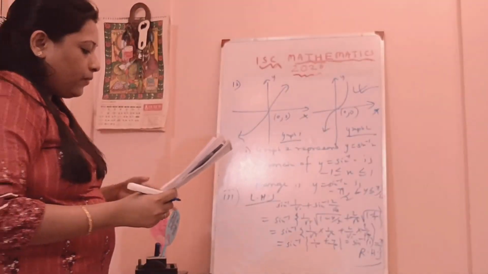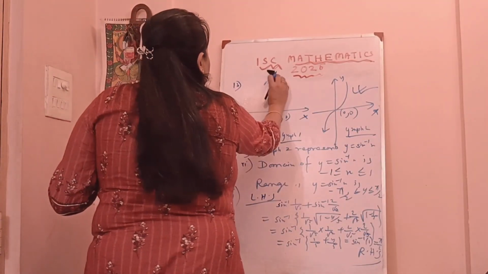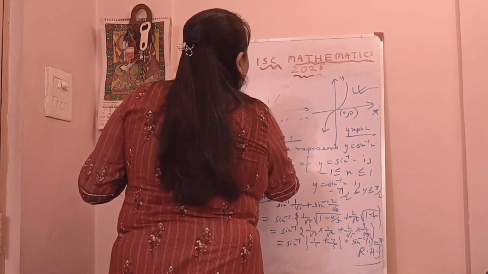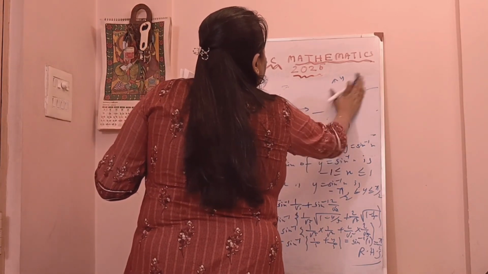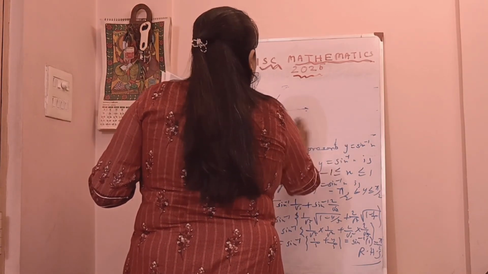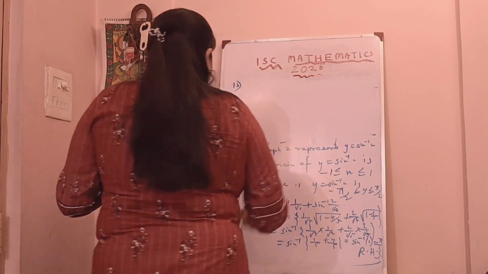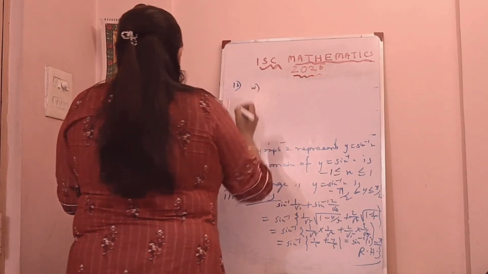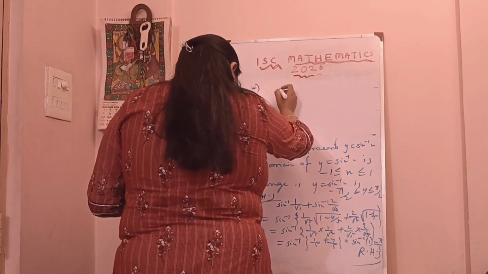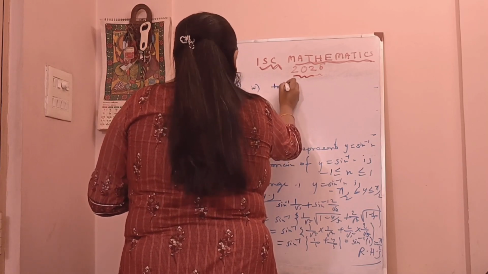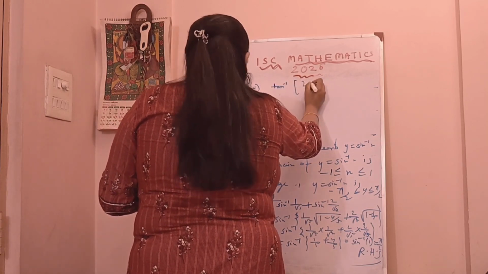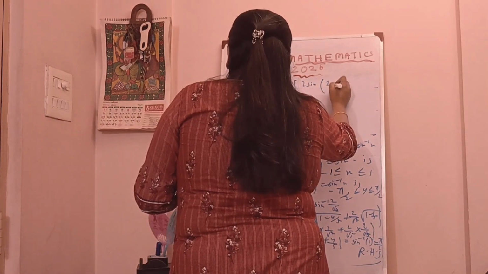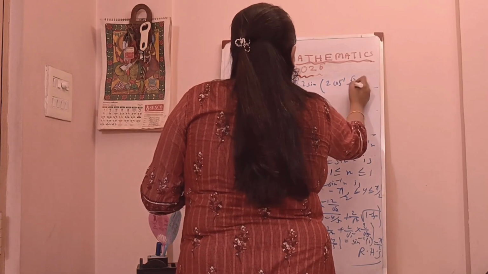The last question, number 4. Now I'm erasing the first part, the graph, because we cannot finish the whole solutions in one board. Number 4, find the value of tan inverse of 2 sine of 2 cos inverse root 3 by 2.